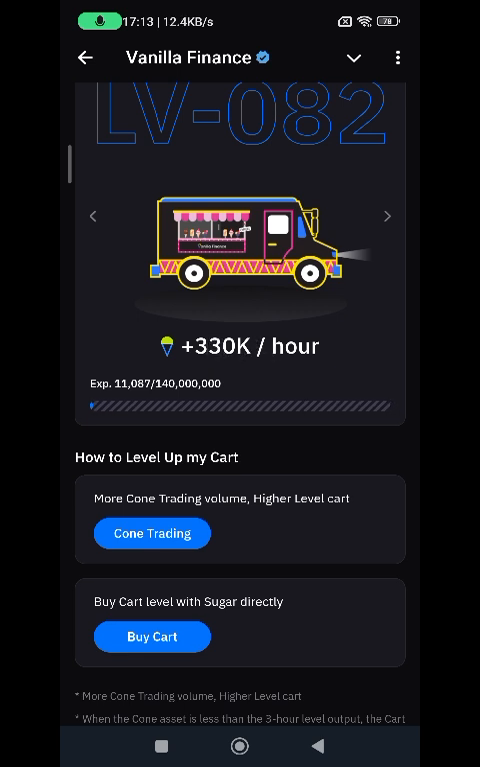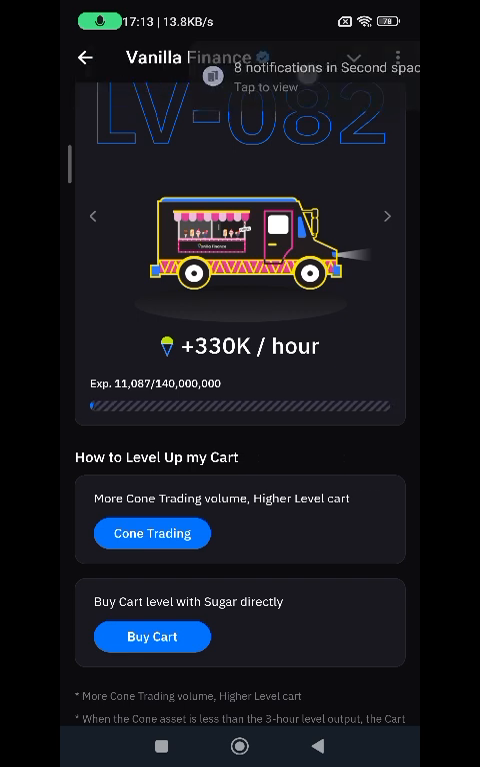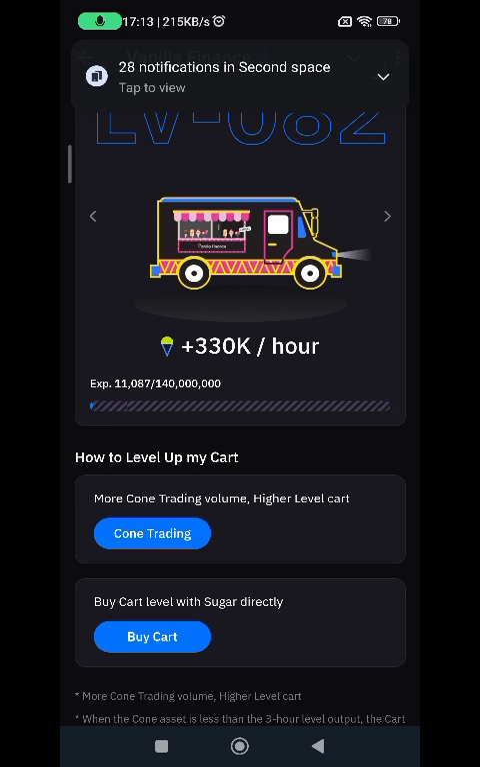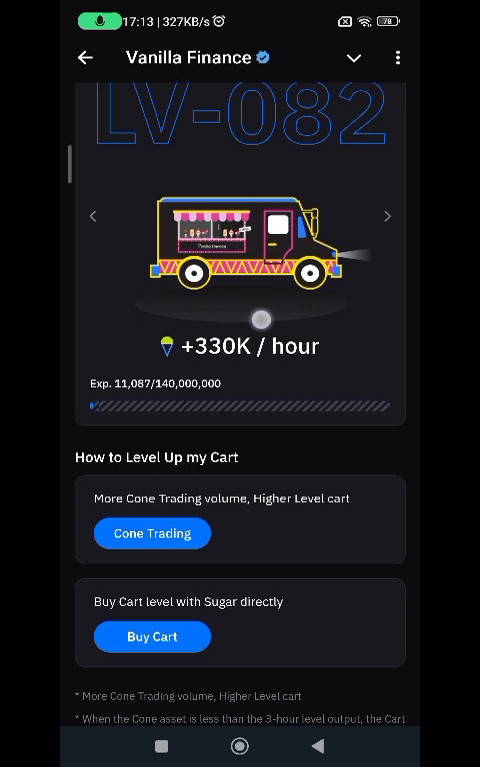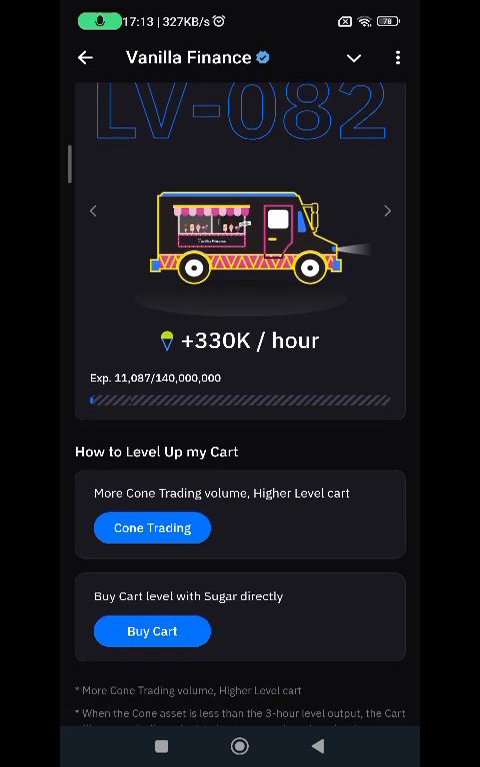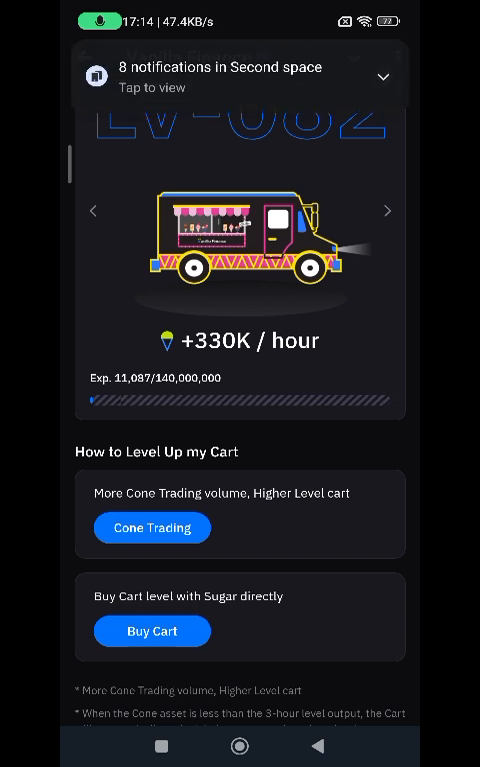Now I will need to explain something. When Vanilla Finance actually started, if your cart level was giving you, let's say for instance, 330,000 coins per hour, you now get this every hour, to the extent that if you go offline for 3 hours, it will be accumulated, and whenever you come online you can claim them.